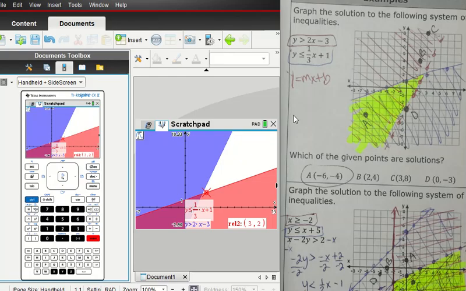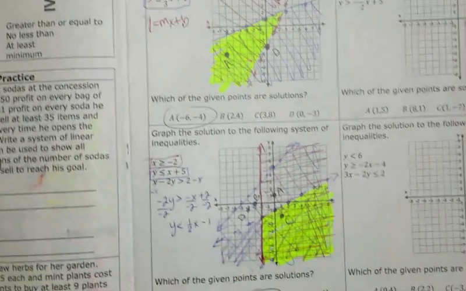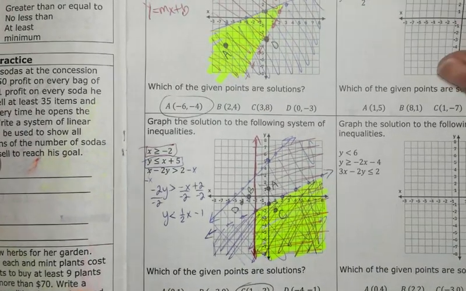Okay, so let's look at the next option. This one is now 3 inequalities.